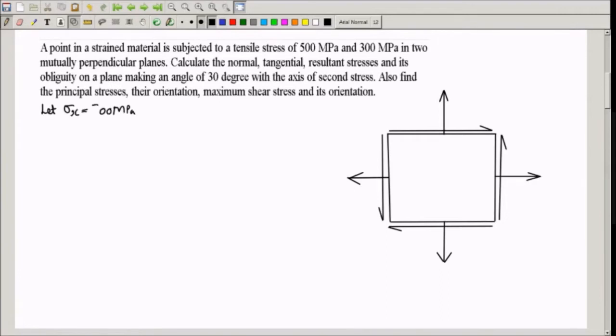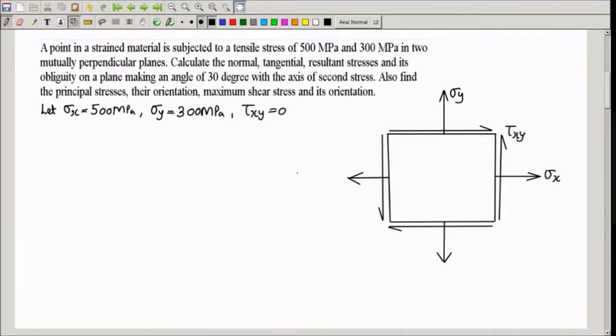Let sigma x be 500 megapascal. Sigma y, I will take as 300 megapascal. Also observe that they both are tensile stresses, so I have to use positive values. And he has not given any detail for shear stress, so let us take tau xy as 0. This is sigma x, this is sigma y, and this is tau xy, which is 0.